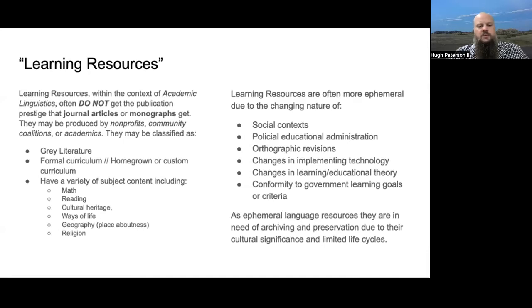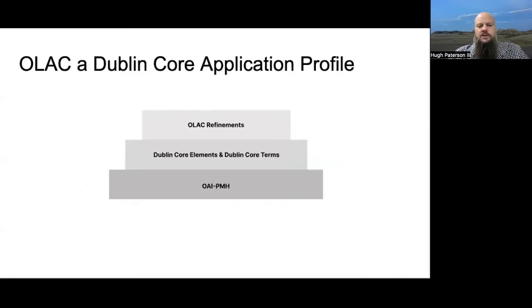Now, what does all this have to do with OLAC or with the distribution of language resources? Well, OLAC is a Dublin Core application profile. So it's a way to distribute information about language resources, and it sits on top of the OLAC metadata for language resources, which is a refinement of the Dublin Core elements and the Dublin Core terms, which is then implemented through the OAI-PMH protocol. So there are certain things in each of those layers that contribute to the total description of language resources. And now learning resources can also be language resources when they're learning resources about languages or for language communities in a language, right?